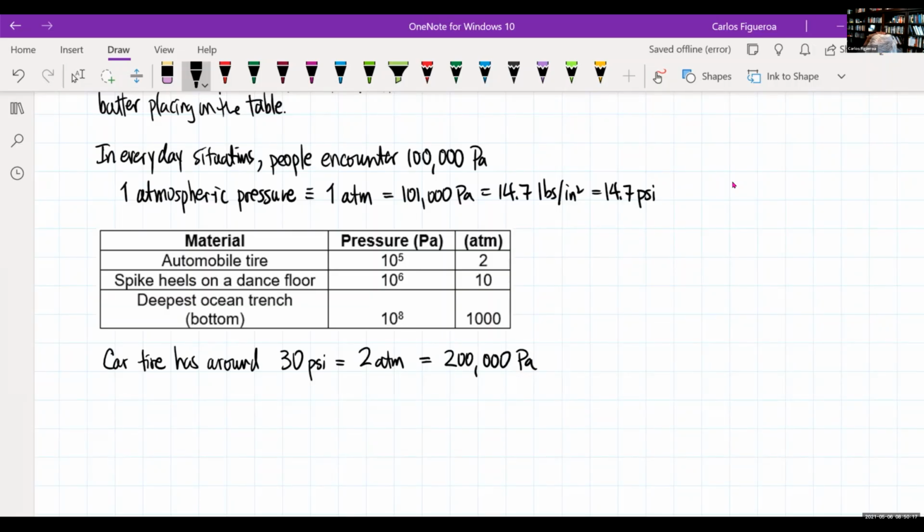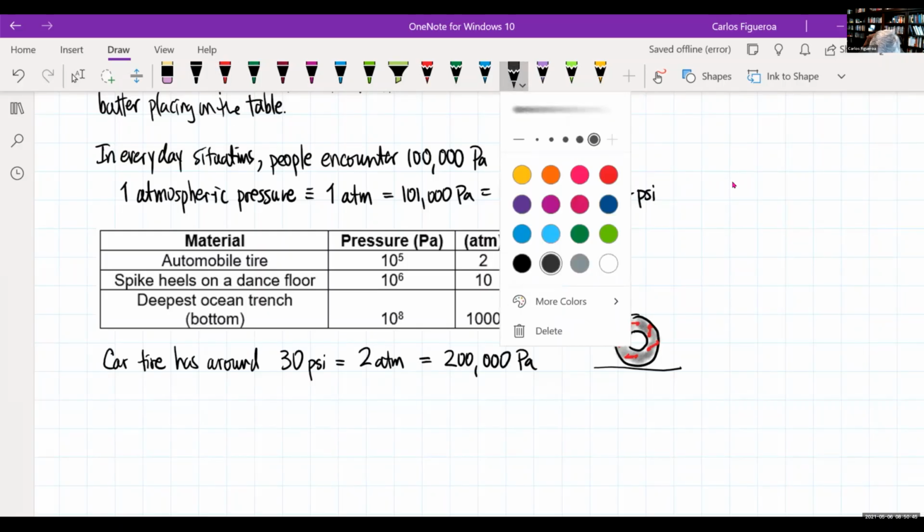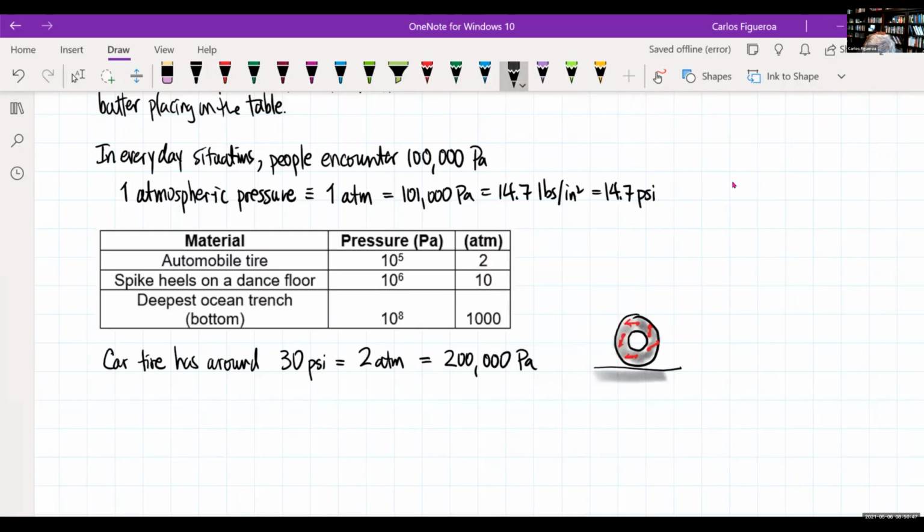So when you're thinking about your tire on the road, the air in your tire has all these air molecules colliding with the inside of the tire. And as they collide, they apply a force on the walls of the tire, which gives it pressure.